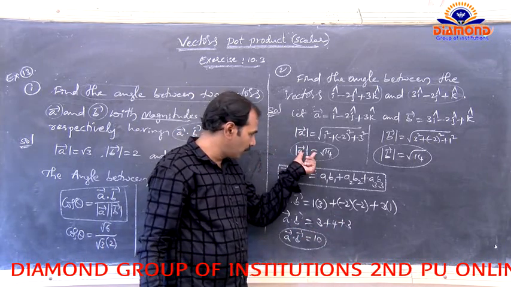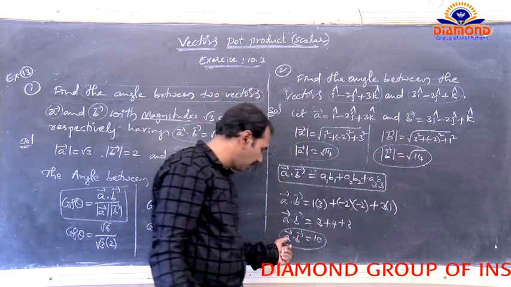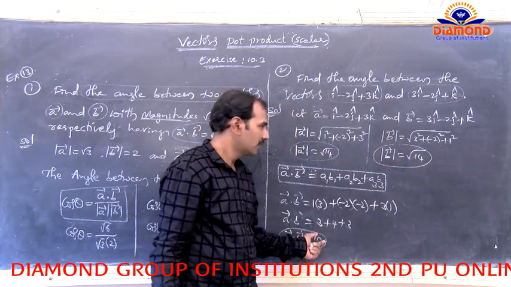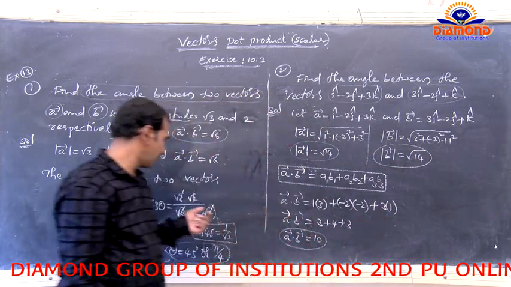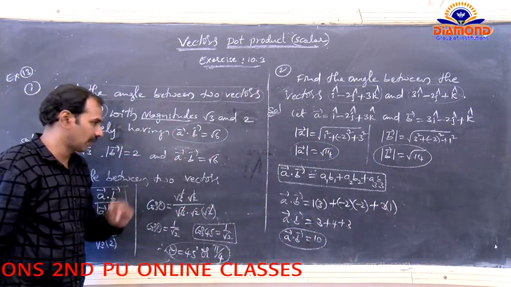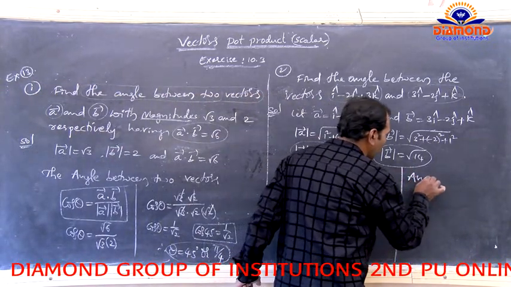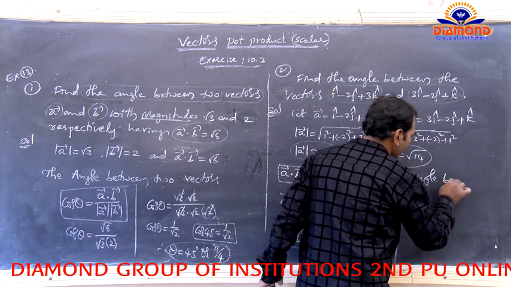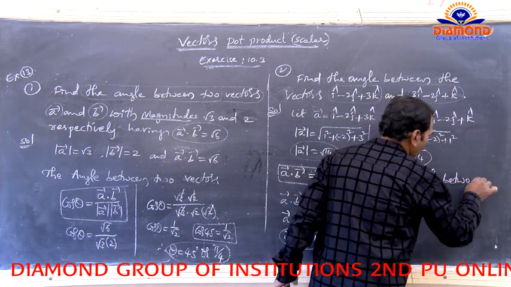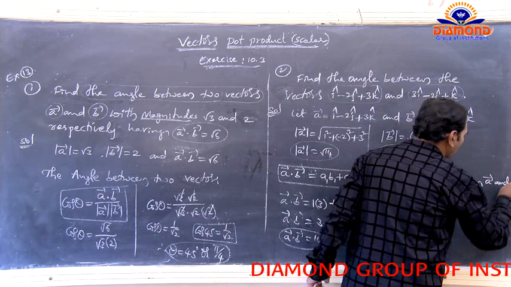So the magnitude of A is root 14, the magnitude of B is root 14, and A vector dot B vector is 10. This question is just like the first question: the magnitude of A, the magnitude of B, and A vector dot B vector. So calculate the angle between A bar and B bar.